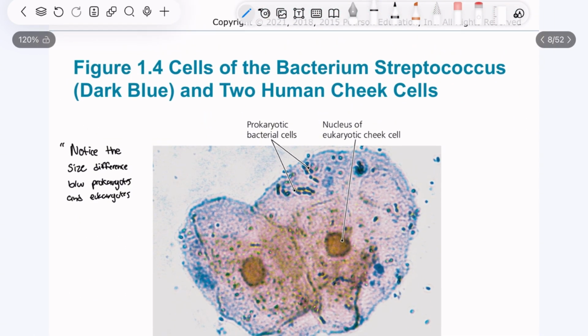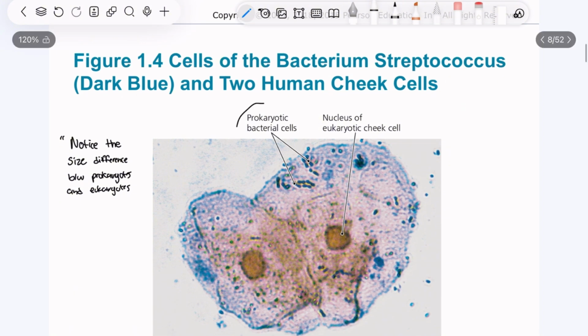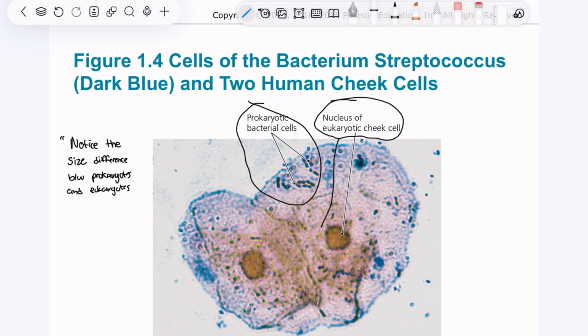So here's an image of cells of the bacterium Streptococcus, which is in dark blue, and two human cheek cells. So notice the size difference between the prokaryotes and eukaryotes. The prokaryotic bacterial cells right here, and just the nucleus of a eukaryotic cheek cell.